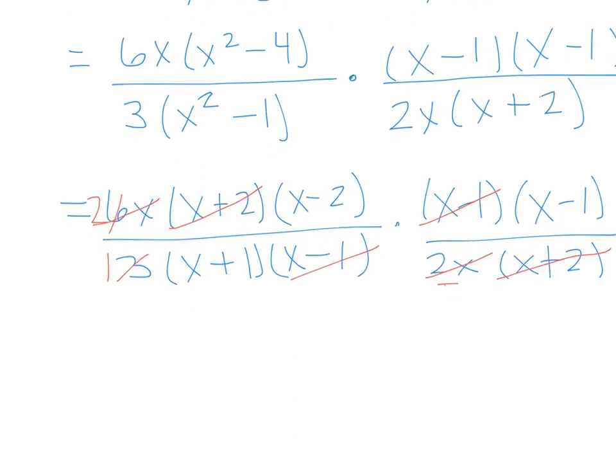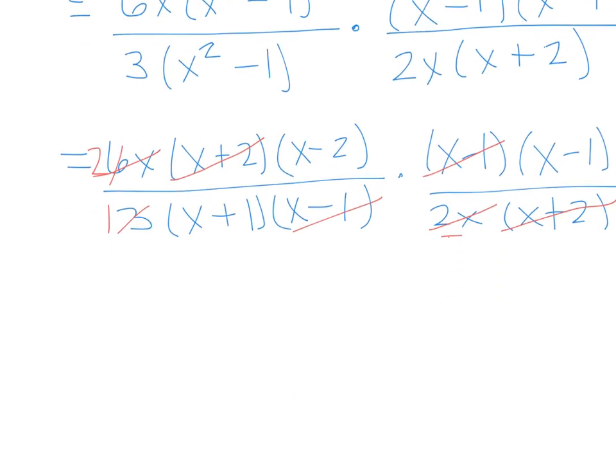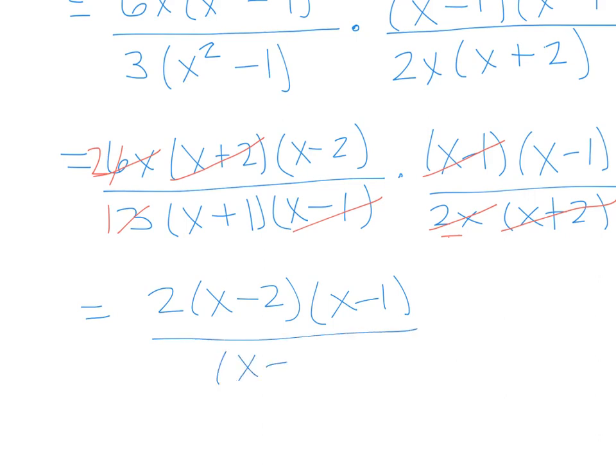So let's multiply across the numerator, see what we have. We have a 2 times an x minus 2 times an x minus 1. In the denominator, we are left with an x plus 1 from that first rational expression, and in the second rational expression, we are left with just a 1 there. So that's like times 1, which we don't even need to write. And so that is the final division of those two rational expressions.